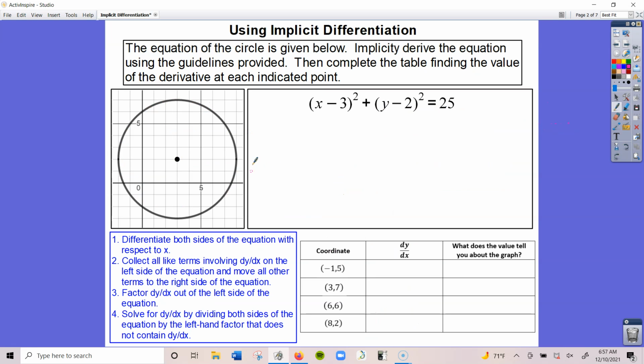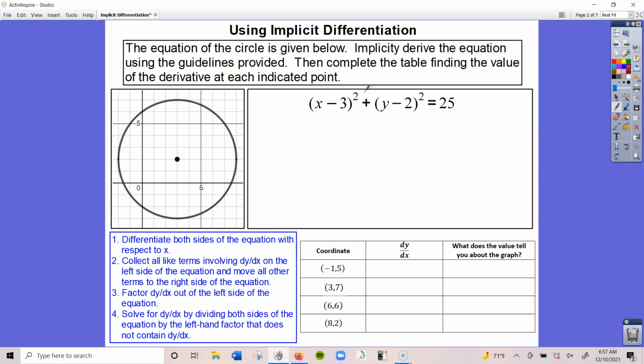Here we have a circle, and circles are implicit functions, because if I were to draw a vertical line, I would go through 2 separate points, meaning that a circle is not considered a function. Therefore, this is an implicit equation. We're going to take this derivative. We have (x - 3)² + (y - 2)² = 25. This is the equation of this circle.